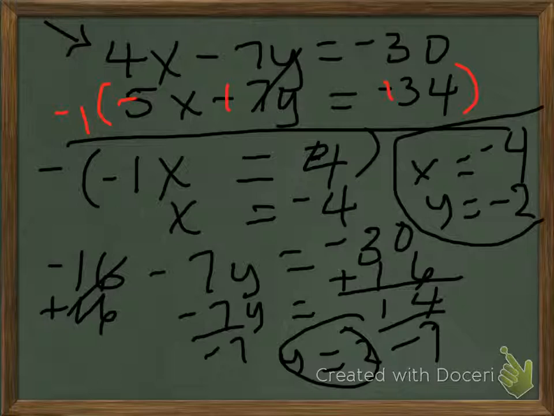If you want to check your work with a calculator, just plug in -4 for x in both problems and plug in -2 for y in both problems, and you should get these answers.